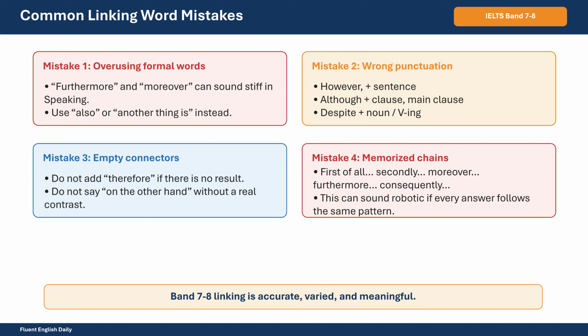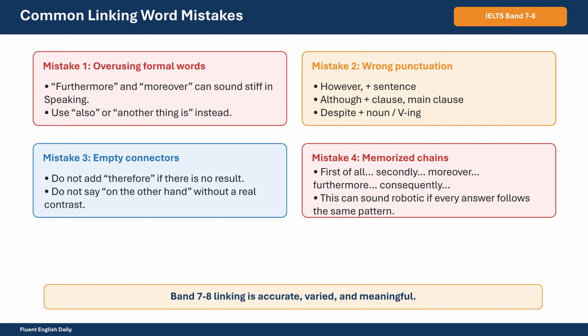The second problem is incorrect grammar or punctuation. We normally write, "However, the policy may be expensive." But with although, we need a clause: "Although the policy may be expensive, it could produce long-term benefits." After despite, use a noun or an -ing form: "Despite the high cost," or "despite being expensive."